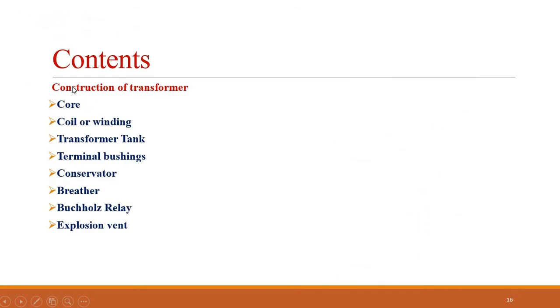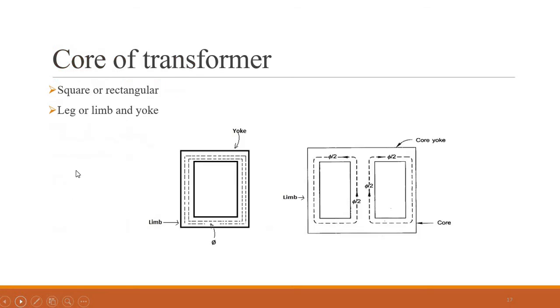Now in this part we will see the core, then core and winding, transformer tank, bushing, conservator, breather, Buchholz relay, explosion vent. So, the core of the transformer may be square or rectangular. These are called the legs or limbs of the transformer, and the vertical or horizontal portion at the top and bottom is called the yoke.